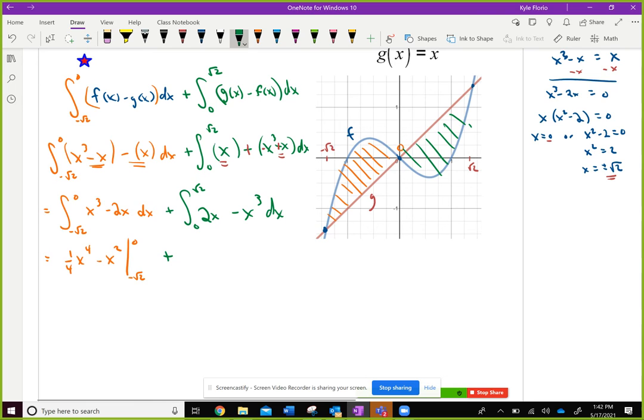What about the next function? What's that function's antiderivative? 2/3 x squared. No, sorry, x cubed. X squared, right? Minus 1/4 x to the 4th. And that one's going from 0 to root 2.